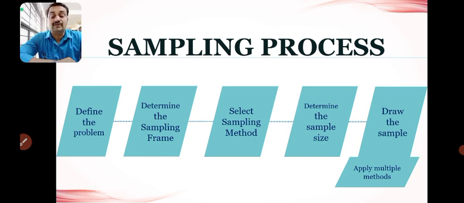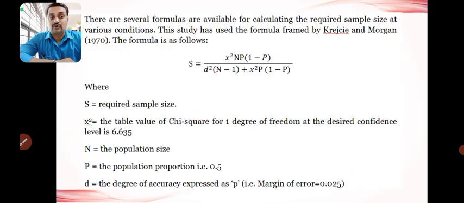There are many methods of sampling. Then you need to determine the sample size. That means what type of sample or what size of sample will serve you the best. That should be understood. Then you can draw the sample from the population, applying the selected sampling methods. So you can apply multiple sampling techniques to draw the sample from the population. So that can be done. So these are the simple steps to be followed in the sampling process.